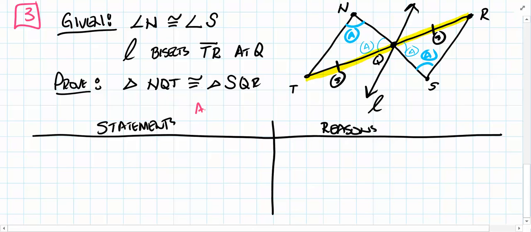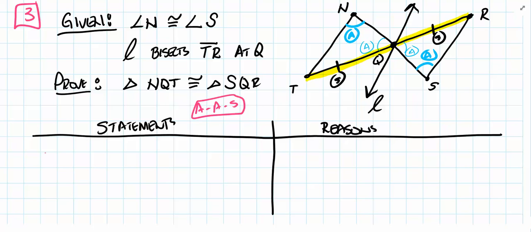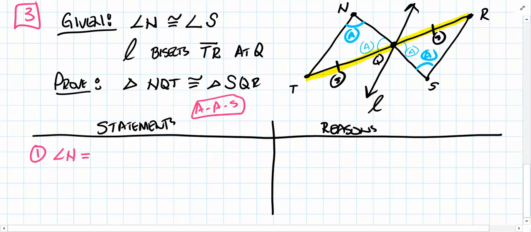Do you see why it's important to make a plan first? Good plan. Okay, so number 1, here we go. Angle N congruent to angle S. That's an angle. And what else do I know? L bisects TR at Q. And all this information is given to us.